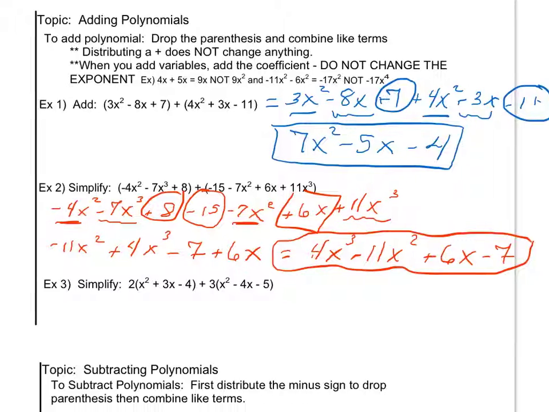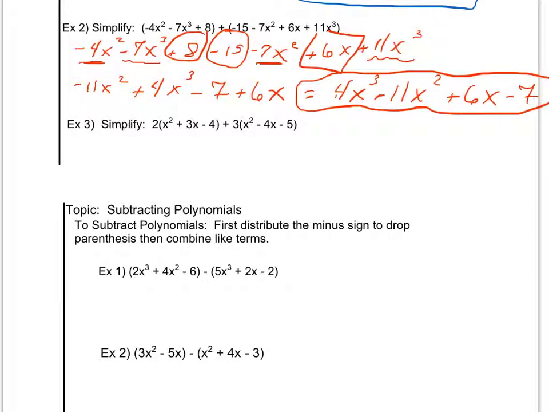And moving on to the final example with adding, you can go ahead and ignore my subtracting, but like I said, I did put them on the same page. We'll do that in the next video. So one last one to simplify.